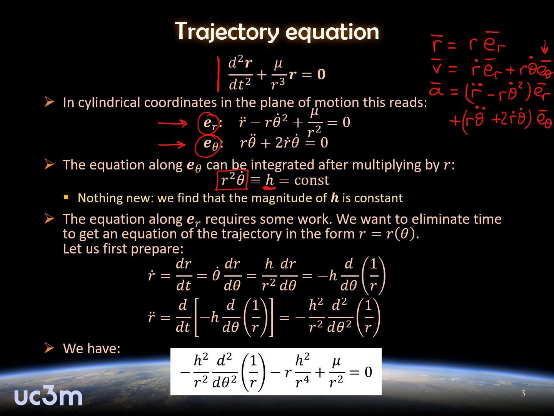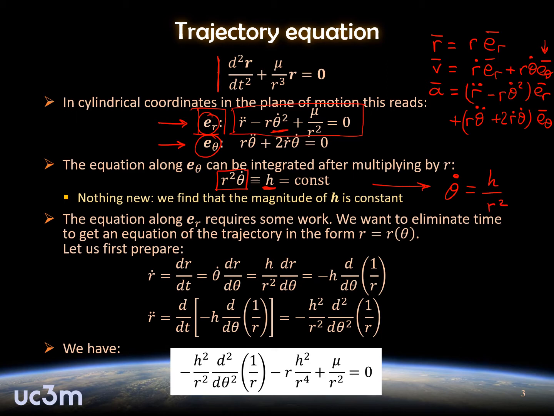Now, what really is important for us in order to obtain the trajectory equation is the equation along e_r. So in order to progress in this direction, we have to do some mathematical work first. So we are going to try to eliminate time from this equation. So you see that we have derivatives with respect to time, and we are going to do the following. First of all, we have a theta dot squared here. In order to eliminate theta dot, we can use the expression from the angular momentum magnitude, and we can replace every instance of theta dot that we will find as h divided by r squared.